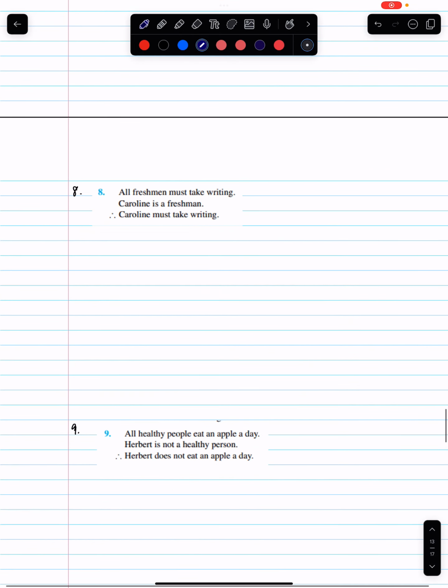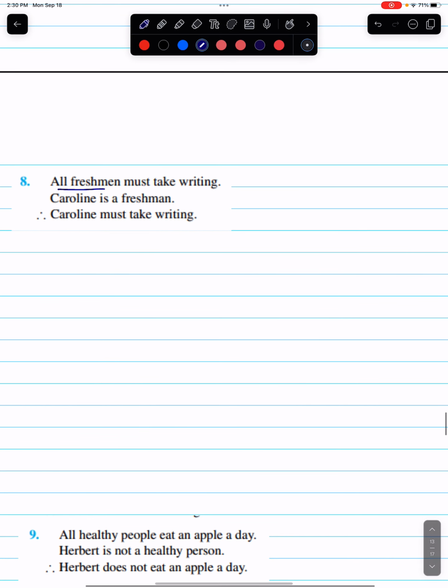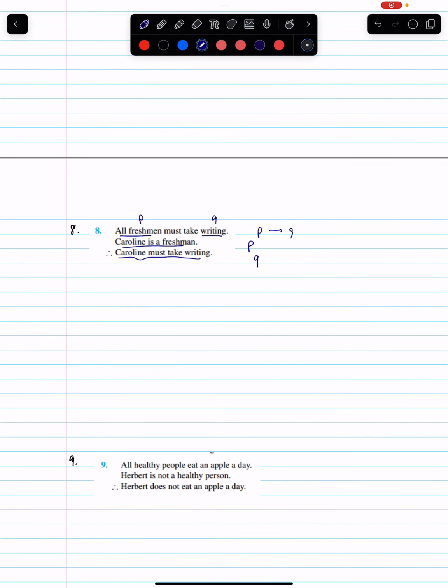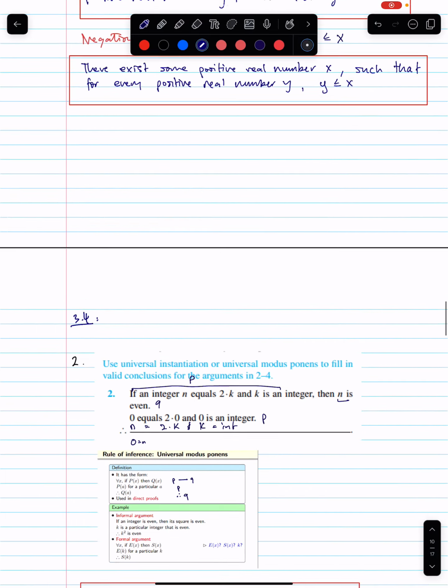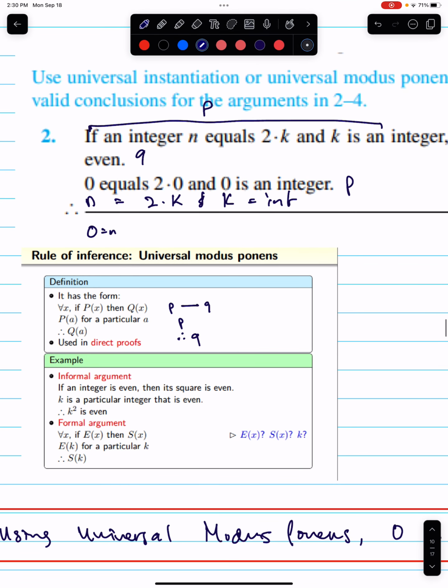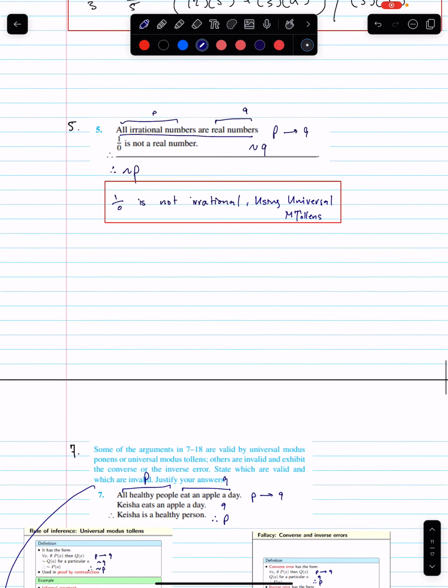Alright, on to next. All freshmen must take writing. Just like before, P then Q. This is P. This is Q. Caroline is a freshman. They've given us P. Caroline must take writing. They've given us Q. This follows modus ponens, right? They've given us P and they conclude Q. So this is correct.